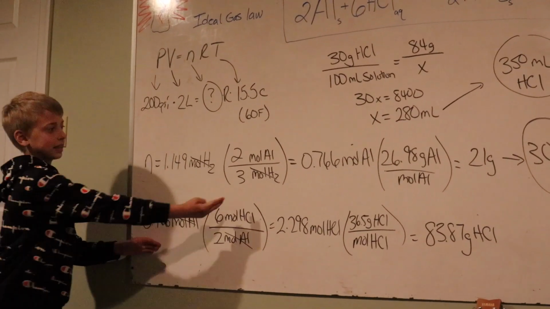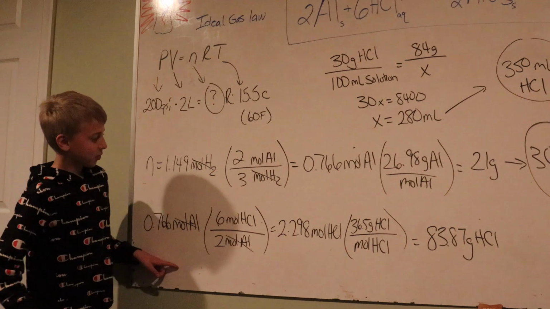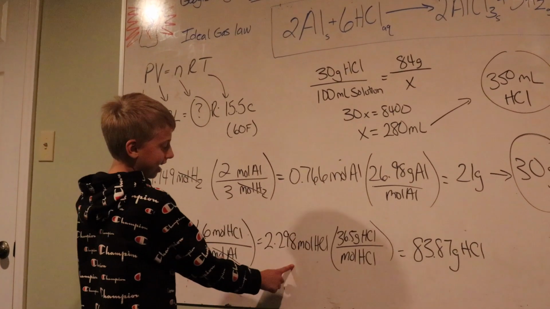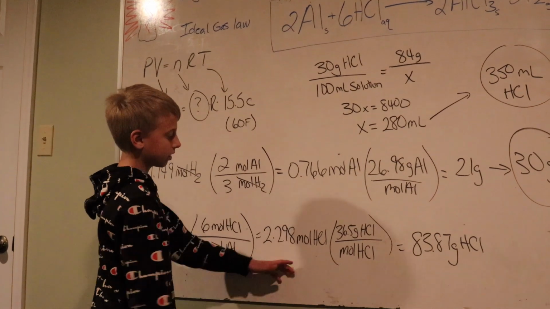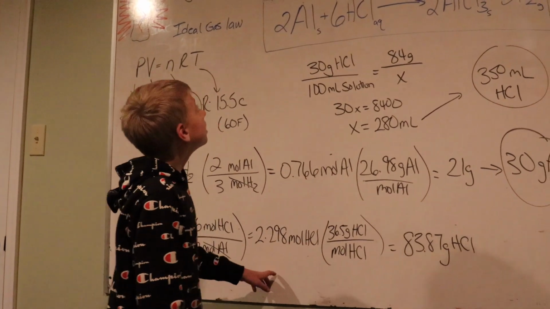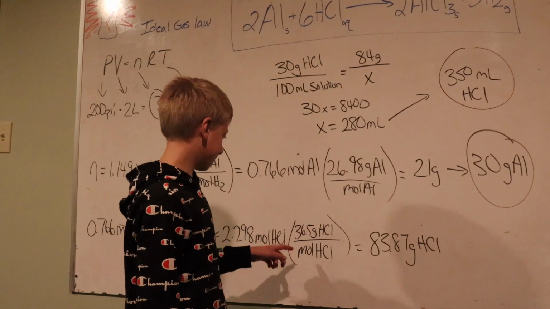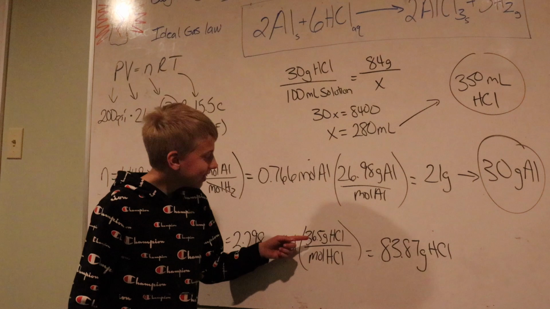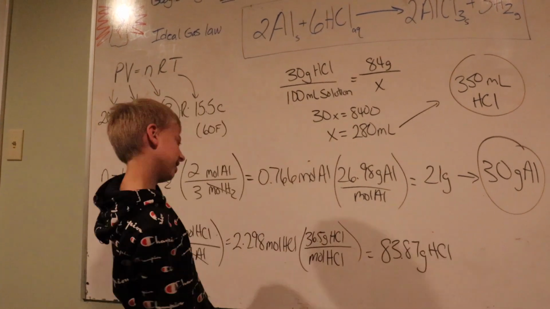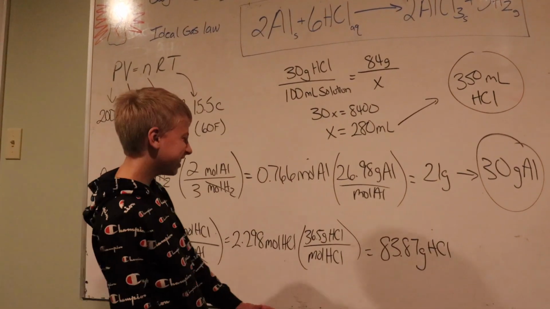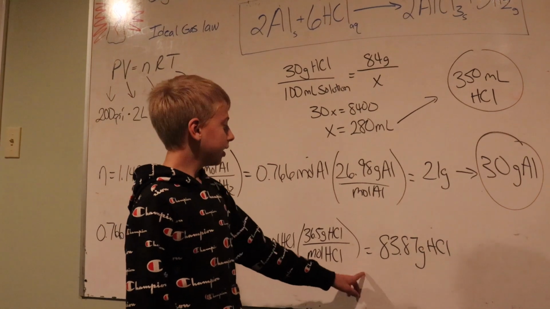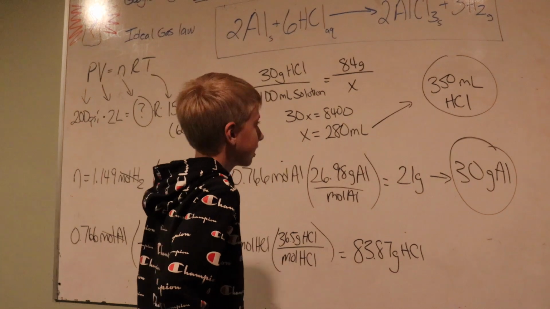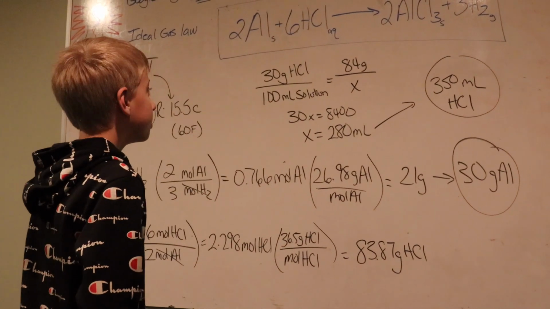Down here, since we got that number from right there, we did 6 mole over 2 mole, but then you get that, 2.298 mole HCl, and then since you have to figure that out, you get 36.59 over a mole, which equals 83.87 HCl.